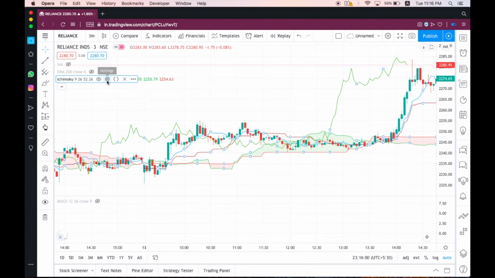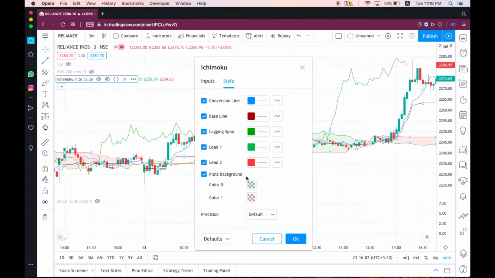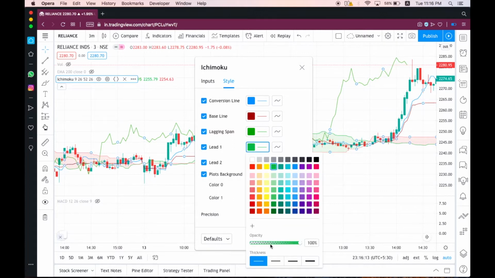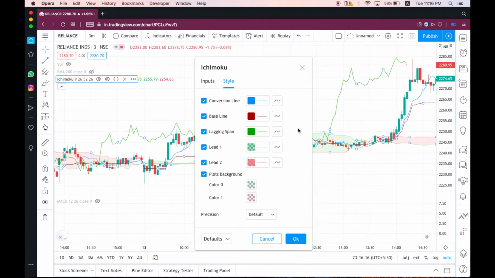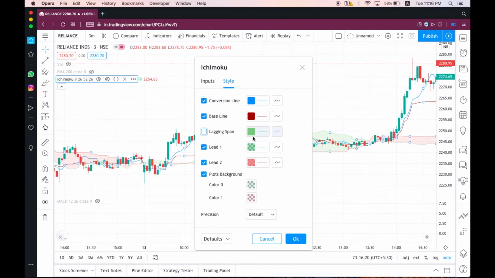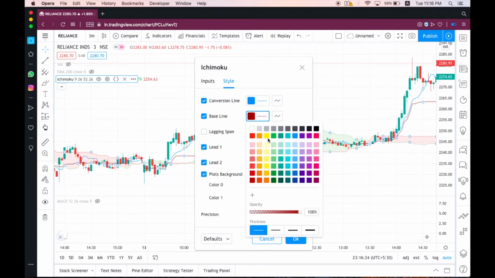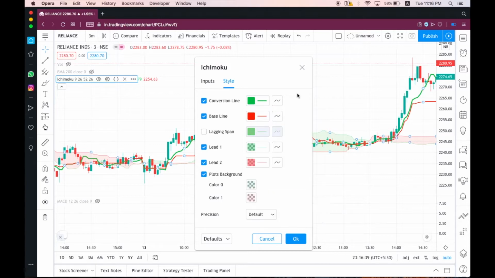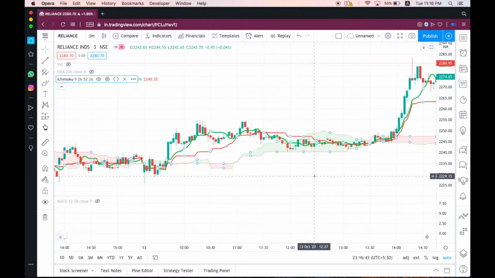In the style settings, bring down the opacity of Lead 1 and Lead 2. They are the outlines of the cloud-like structures you can see on the chart. This is to make them slightly different from the other lines. Now, untick the lagging span line, because we have added the better trend confirmation, the 200 EMA. Now, make the baseline red and make it thicker. Similarly, turn the color of the conversion line green and make it thicker.